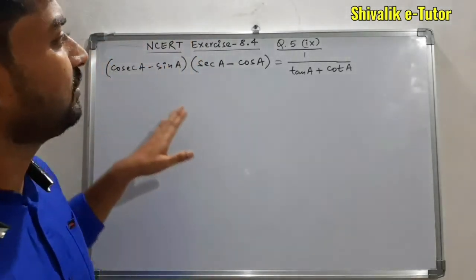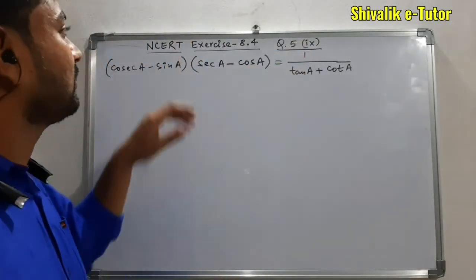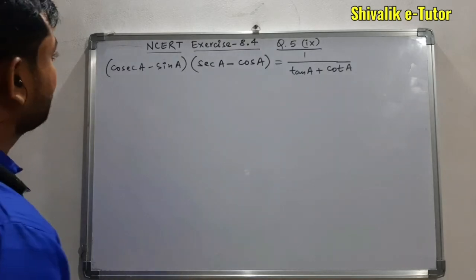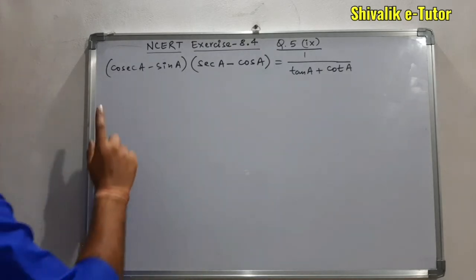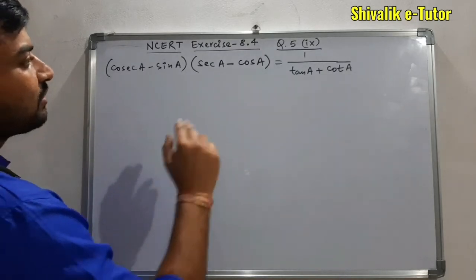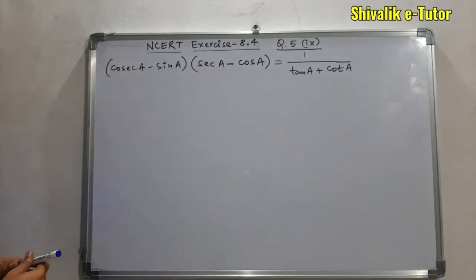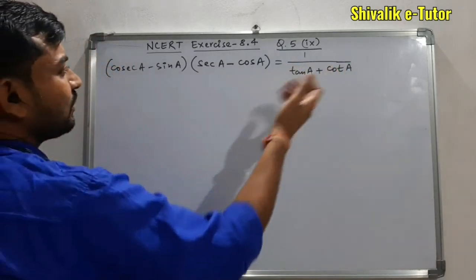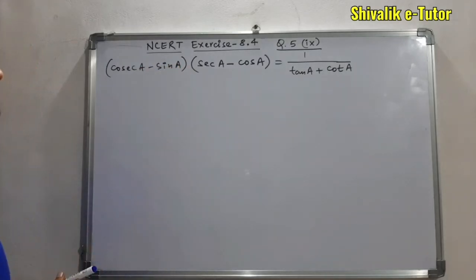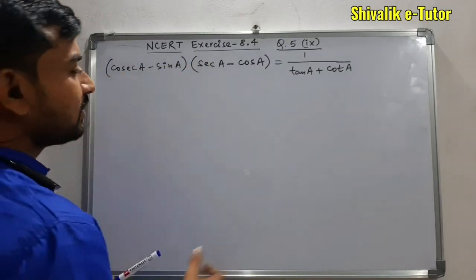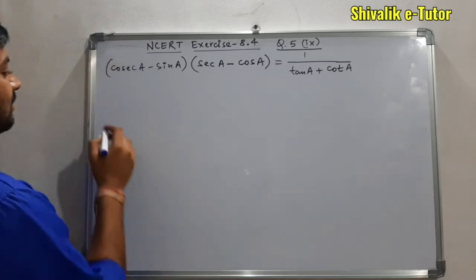Here I am taking question number 5, 9th part of exercise 8.4 from NCERT. The question is, we have to prove that (cosec A minus sin A) multiplied with (sec A minus cos A) is equal to 1 upon tan A plus cot A. Clearly we have tan A and cot A here, so we have to convert this into cosec A and sec A, into some other form so that we can come to that result.